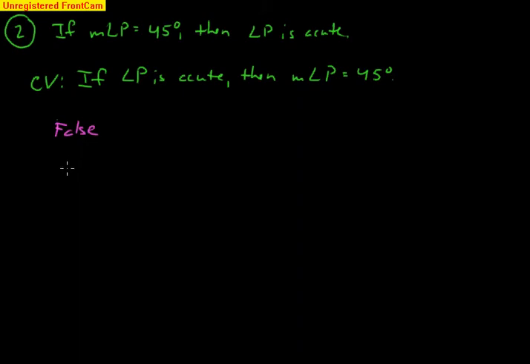So what we need to show is a counterexample. In this problem, the counterexample could be an acute angle, angle P, that is not 45 degrees. So let's draw this angle right here. Here's angle P. If it's named by one letter, that's just the vertex, angle P. And I'm going to say that this angle is 25 degrees. So here's my counterexample. It's an acute angle, but the measure is not 45, it's 25 degrees. So be aware of counterexamples.